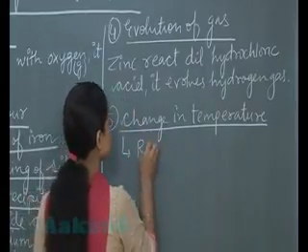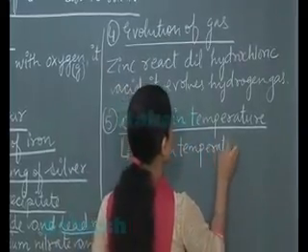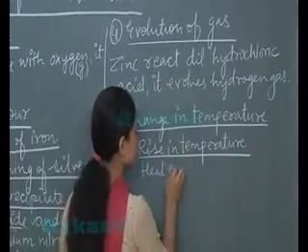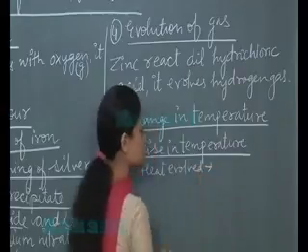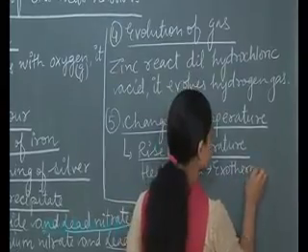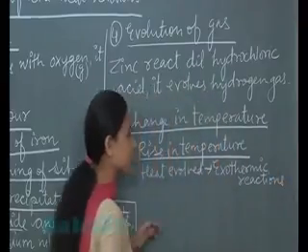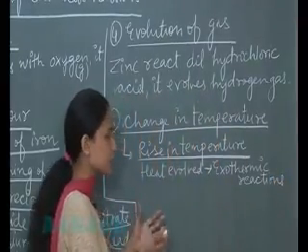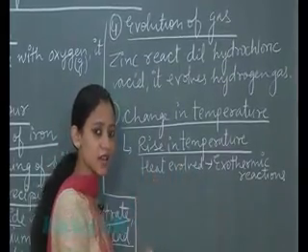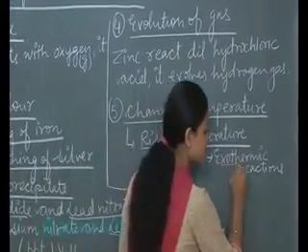So there can be two categories of changes in temperature. There can be a rise in temperature. Students, a rise in temperature is when heat is evolved. And students, those reactions in which heat is evolved are known as exothermic reactions. We can easily see the rise in temperature by touching the beaker. If it turns warm, that means there is a rise in temperature and the chemical reaction has taken place. So students, the reactions in which heat is evolved are known as exothermic reactions.